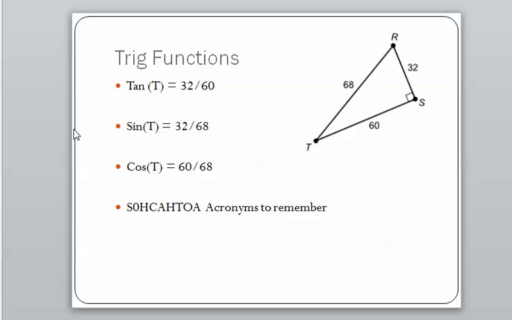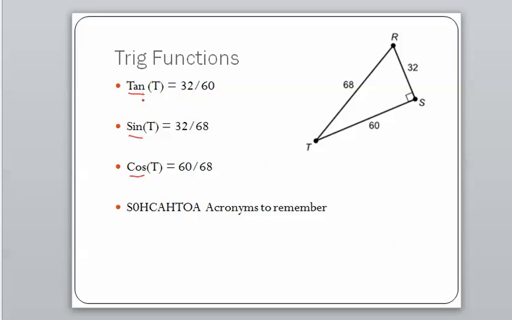Now, the trig functions that we're going to be looking at, and I call them functions because they are functional things. We're going to be looking at the tan, the sine, and the cosine. Now, typically they're referred to in a different order. They usually call them sine, cosine, and tangent. But the way the book the lessons go, tangent is the first one.